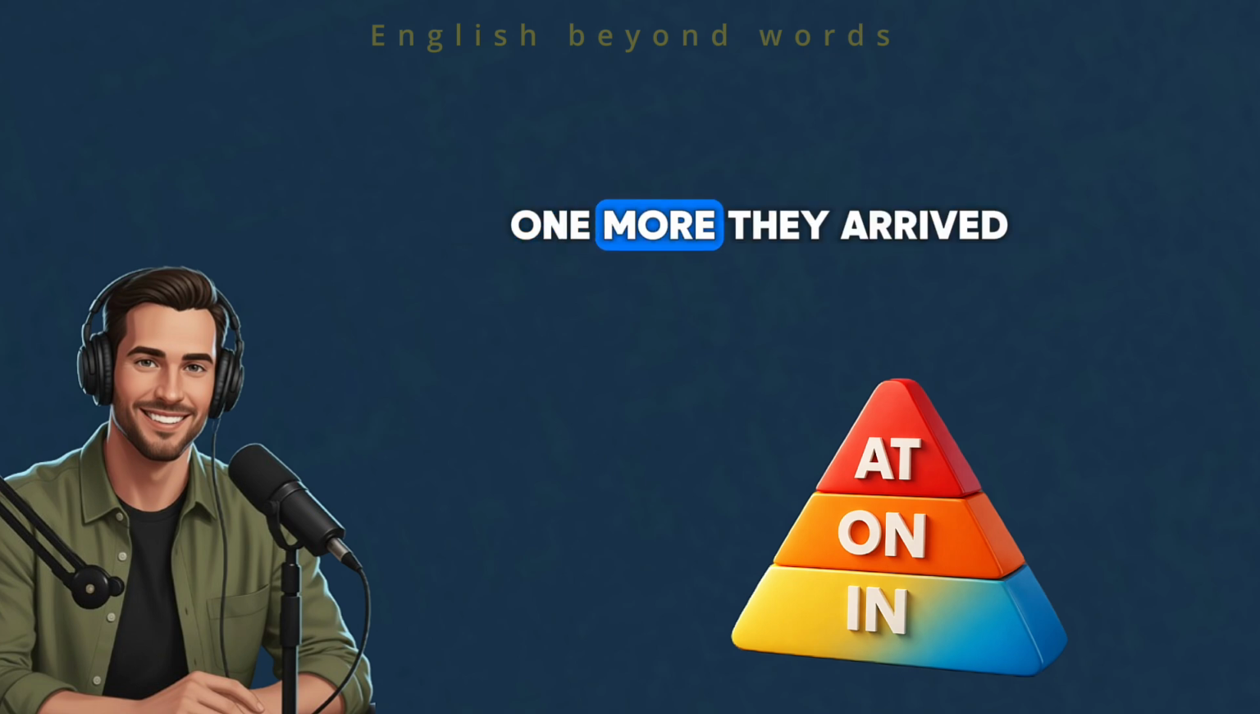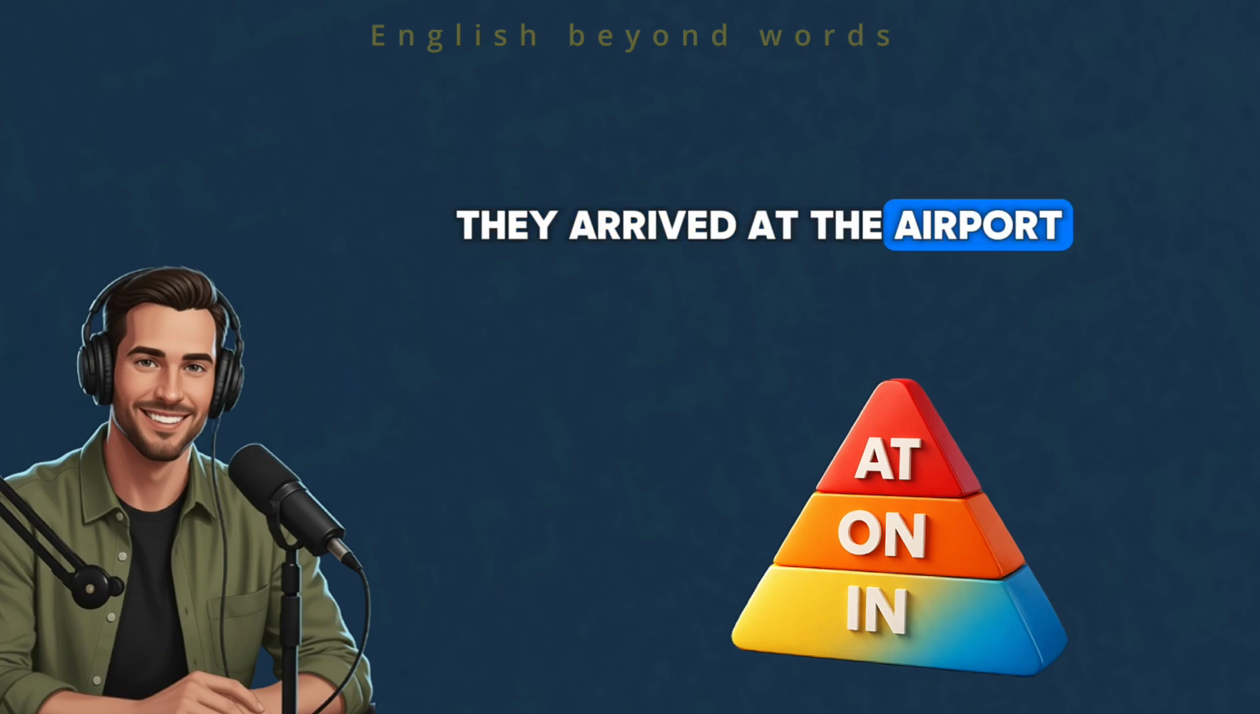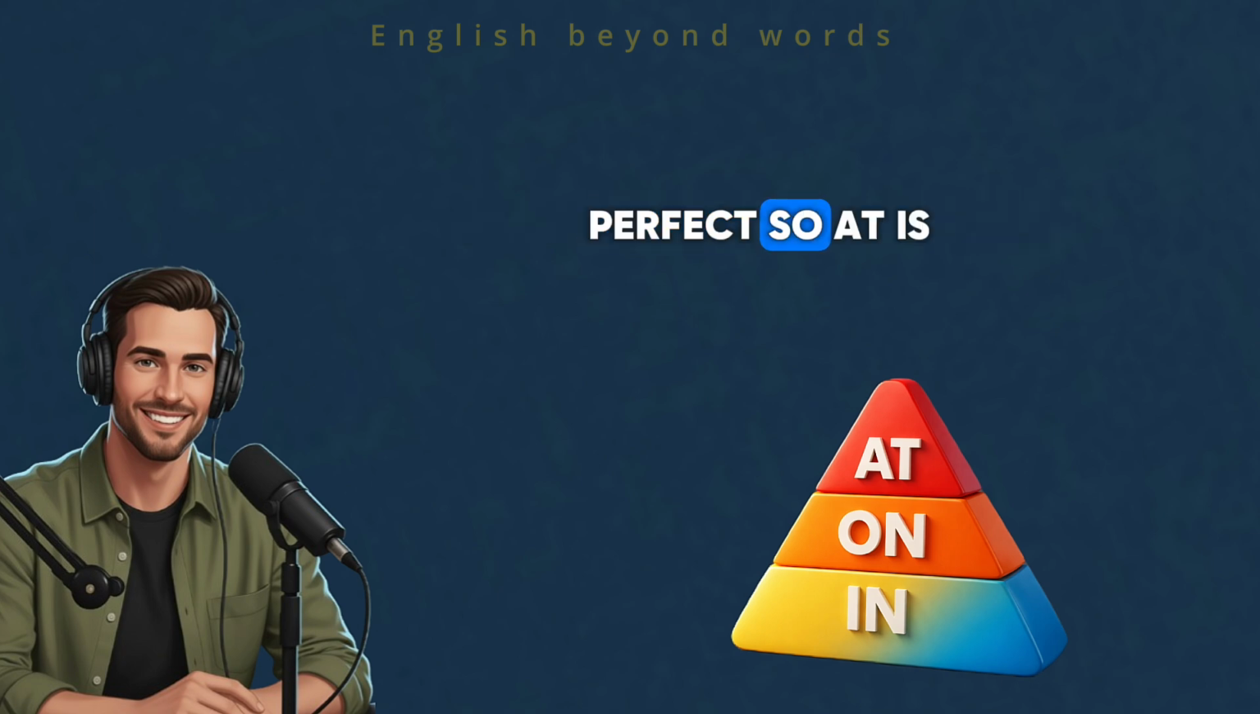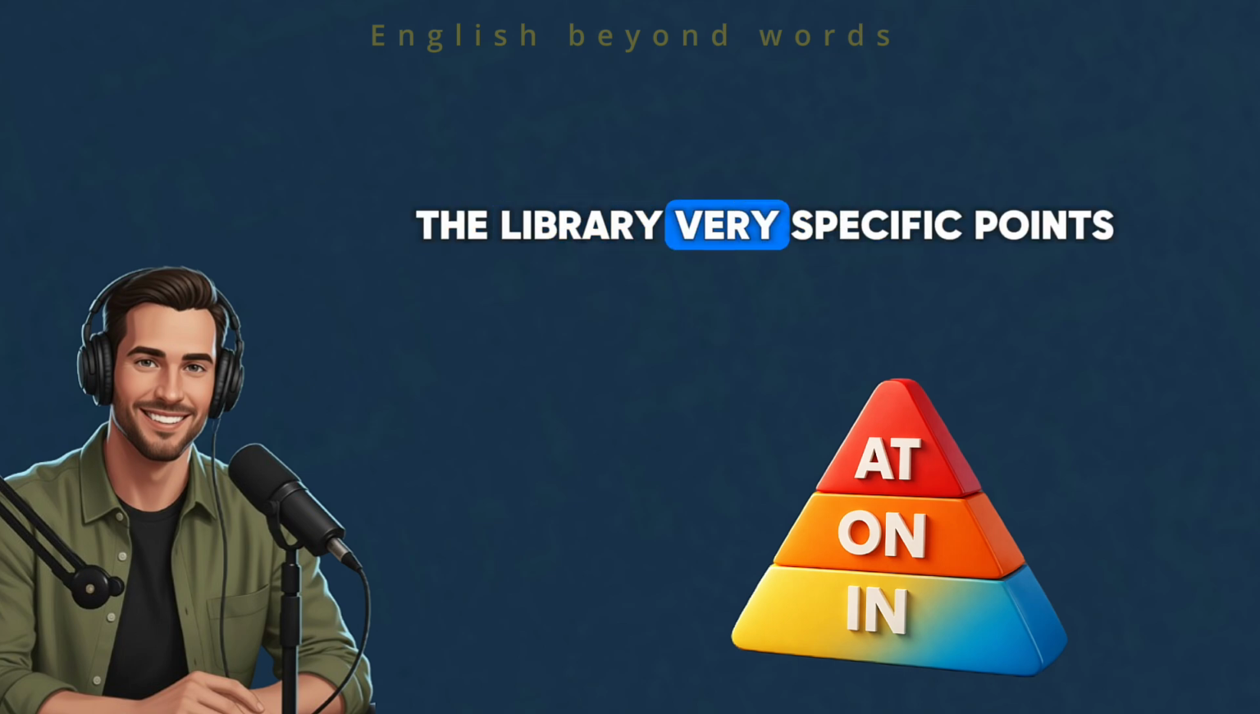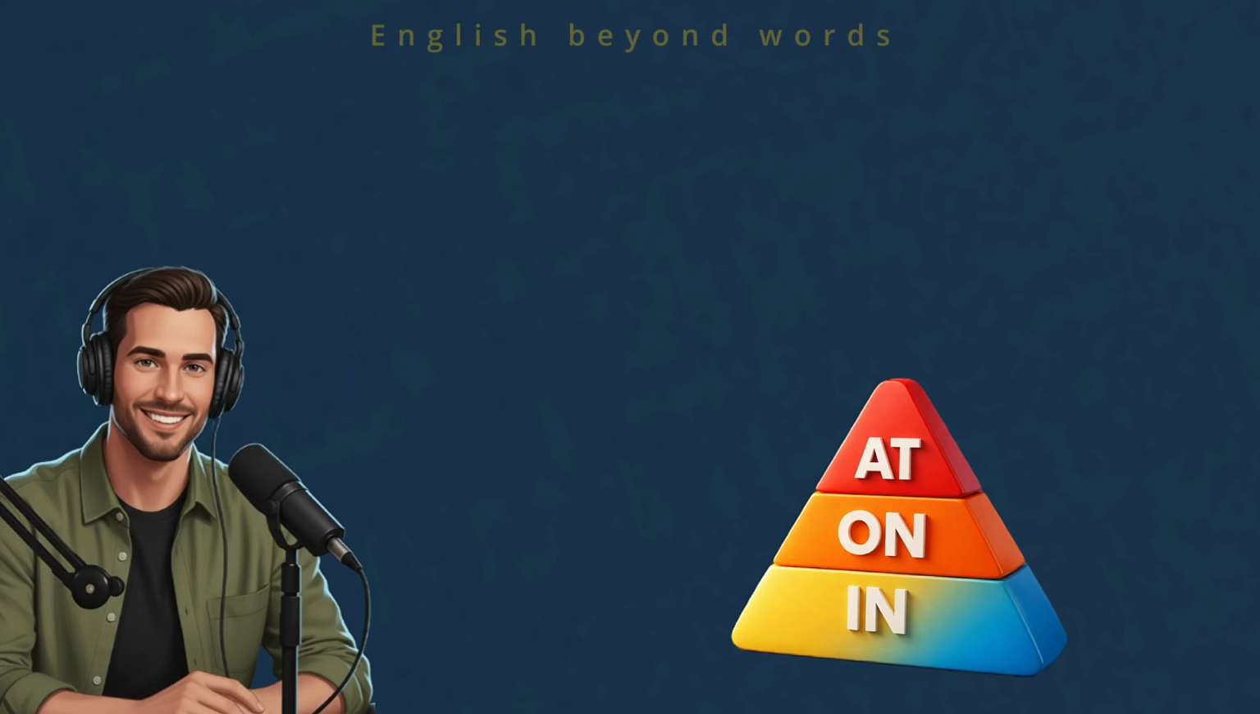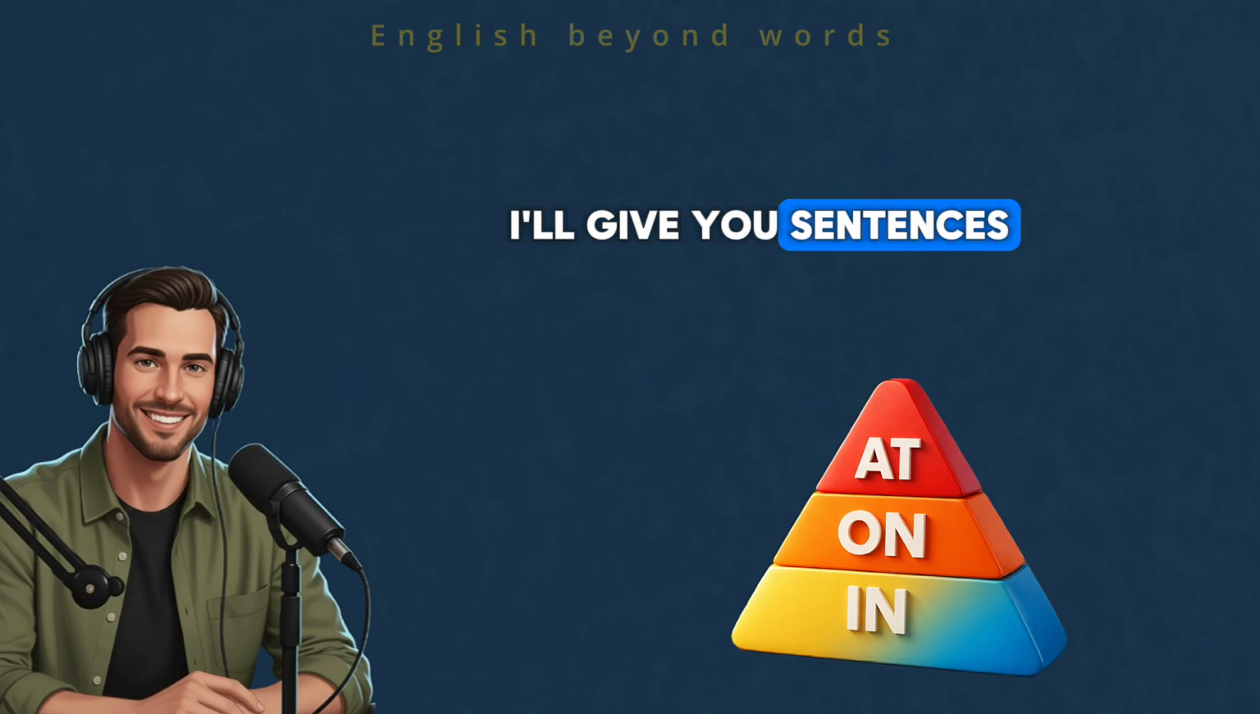One more. They arrived at the airport. Repeat. They arrived at the airport. Perfect. So at is for exact locations. At the bus stop, at the door, at the restaurant, at the library. Very specific points. Now let's practice mixing them together. I'll give you sentences with all three and you repeat.